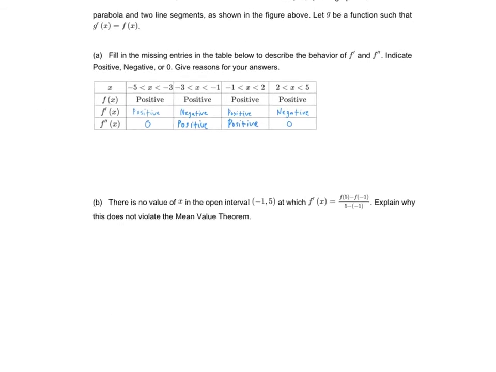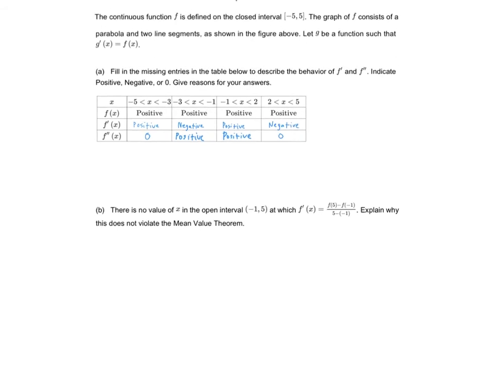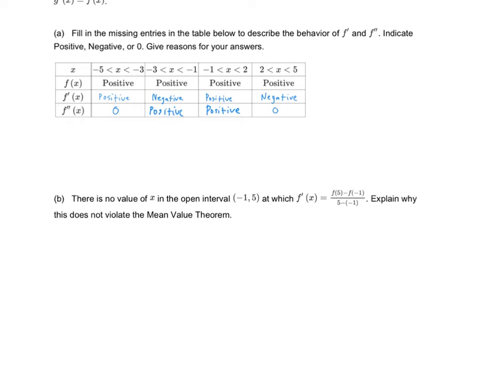Okay, and then for part B, there's no value of x on the open interval from -1 to 5 at which the derivative equals, and do you see, this is the slope of the secant line on this interval. But they say there's no value of x on this interval at which the derivative equals the slope of the secant line.